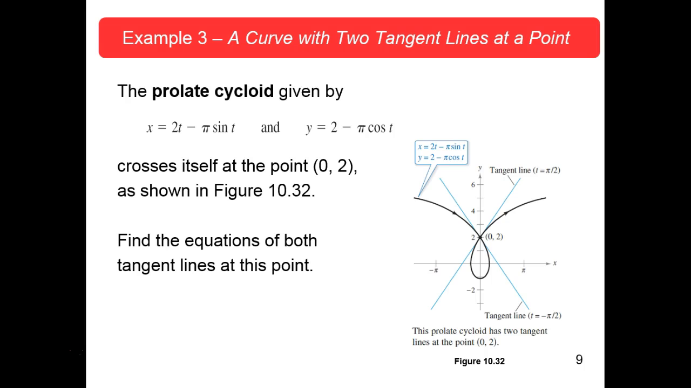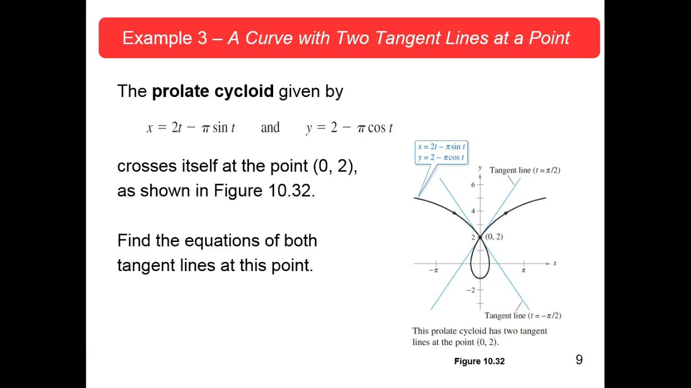These functions you could have written y as a function of x. The one I just showed is that. However, it is possible for a plane curve to loop around, cross itself, and do all sorts of things, and that's what we're doing in example 3. A curve with 2 tangent lines at a given point. This is called a prolate cycloid, and it's given by x equals 2t minus pi sine t, and y equals 2 minus pi cosine t.